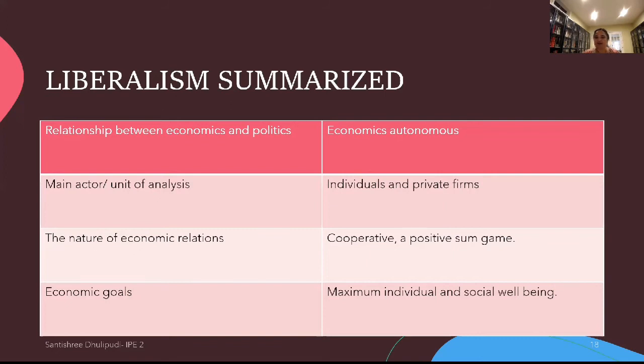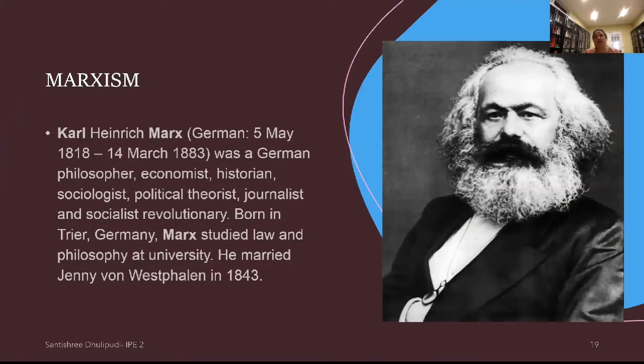So liberalism summarized. Relationship between economics and politics: economics autonomous. Main actor and unit of analysis: individuals and private firms. The nature of economic relations: cooperative, a positive sum game. Economic goals: maximum individual and social well-being.